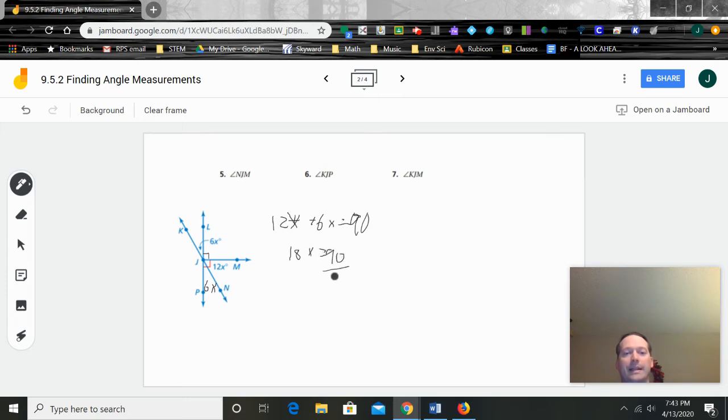Divide both sides by 18, and x comes out to be 5. So if x is 5 and NJM is 12x, 12 times 5 is 60 degrees. Now let's come here, angle KJP. KJP is here. When we look at angles, we don't refer to the reflexive angle, which is the angle that's larger than 180, unless it specifically says it.